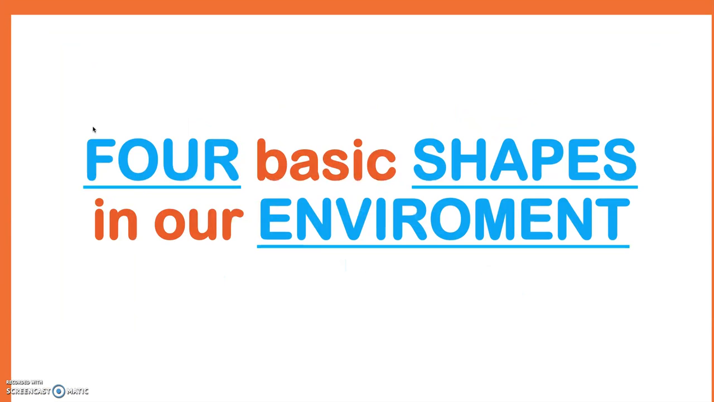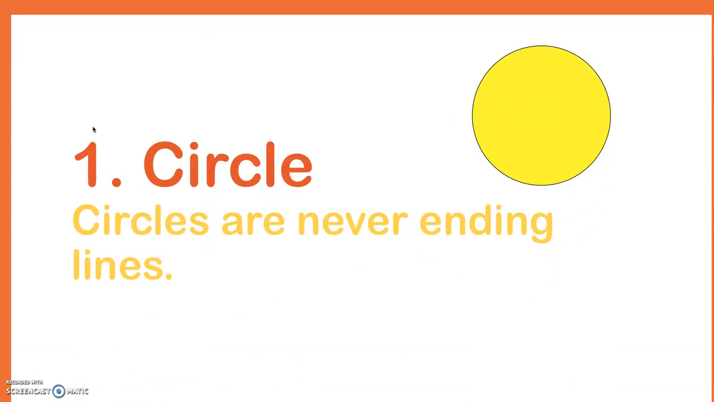In this unit, we will talk about the basic shapes in our environment. We have learned in this unit that shapes come in all sizes and all colors. First, we will start with the first shape. It is a circle. Circles are never-ending lines. Basically, it's one round circle. They could be any size.